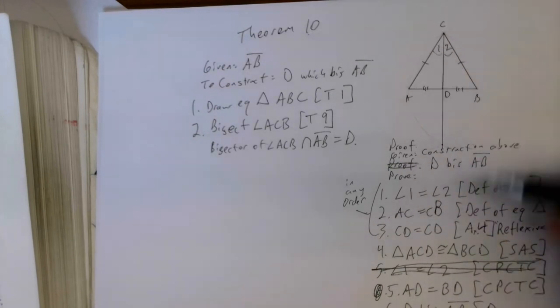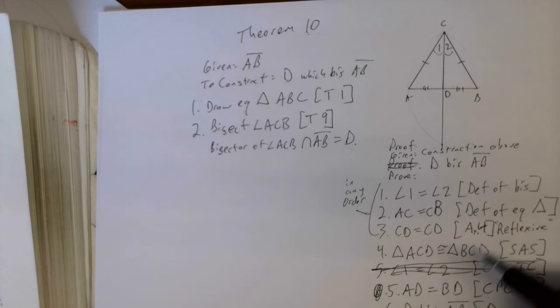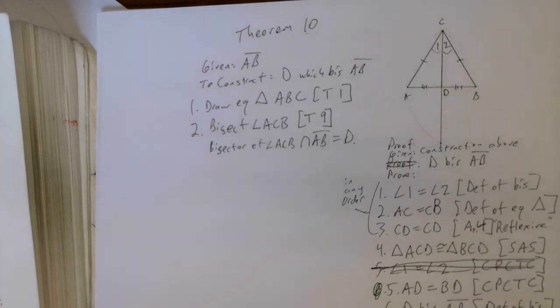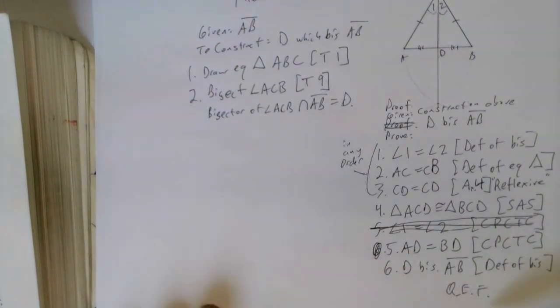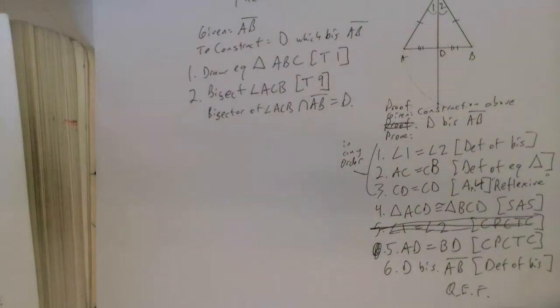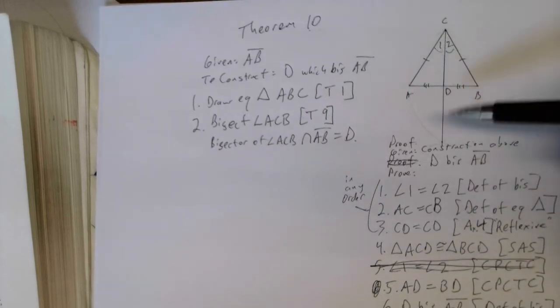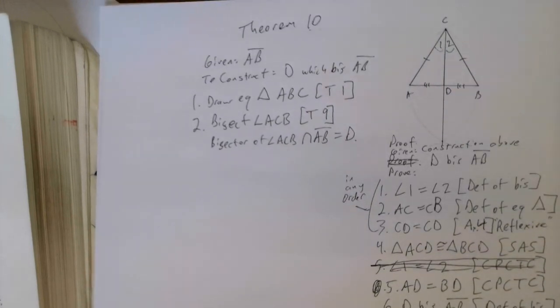and that proves that D bisects line AB, because bisection means cut it into two equal parts. And since we've shown it's cut into two equal parts, therefore, the definition of bisection says we've proven what we want. So we get to say QEF, quod erat faciendum, which means which was the thing we needed to do, or the thing we needed to make. We needed to make this bisector. And that's it.